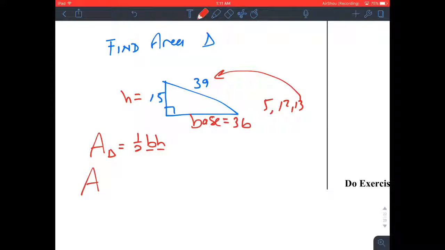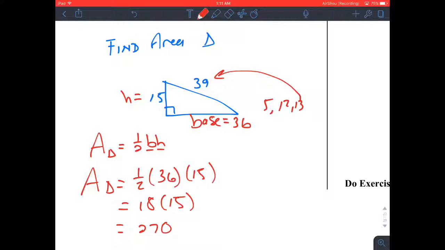The question is to find the area. So it's half the base times the height. Half of 36 is 18. 18 times 15 is 270. That is the area of the triangle.